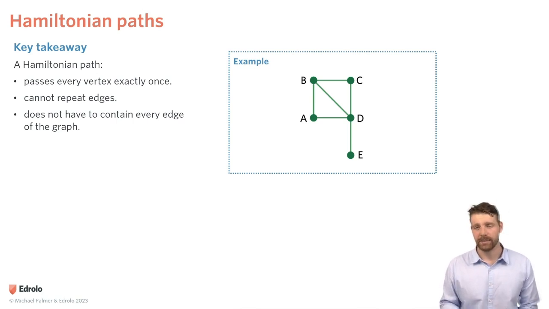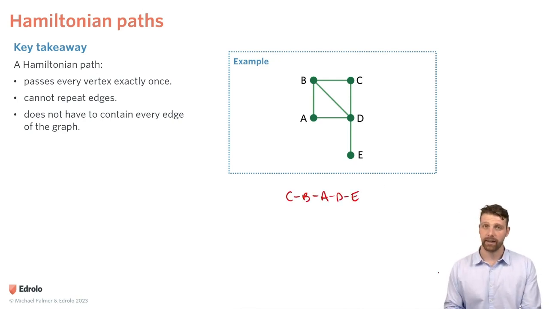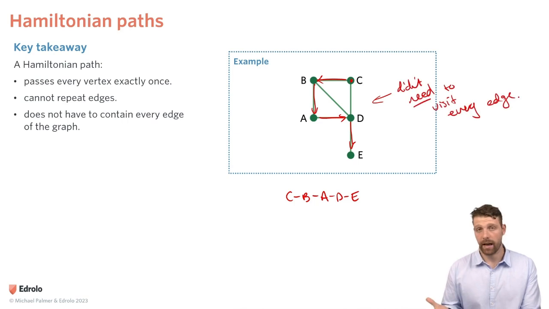I've got an example here, and the path I'm going to show you is C, B, A, D, E. So the Hamiltonian path is a path, and we're going to start at C, go to B, go to A, D, E. That path visits C, B, A, D, and E, which is every vertex in the graph, and it doesn't repeat edges, and it doesn't repeat vertices either. We don't start and finish at the same place, so it's not a closed loop. So that one is a Hamiltonian path. I also want you to notice that we didn't need to visit every edge. We can though, if we want to.